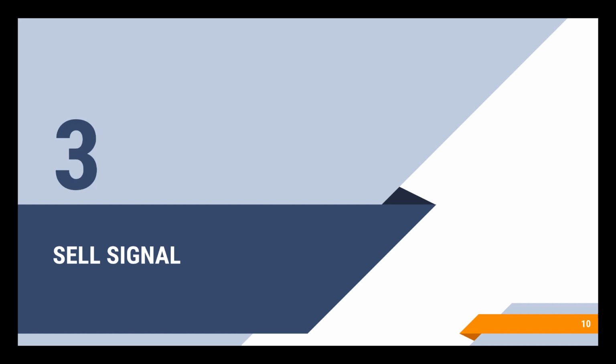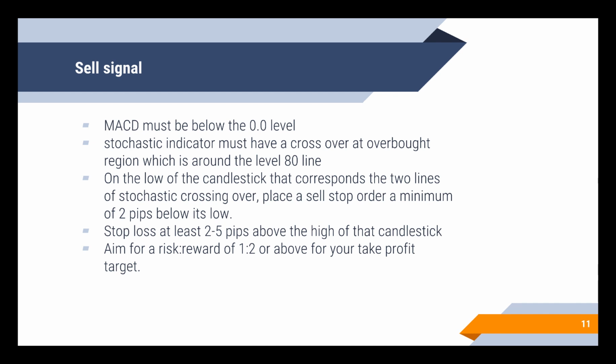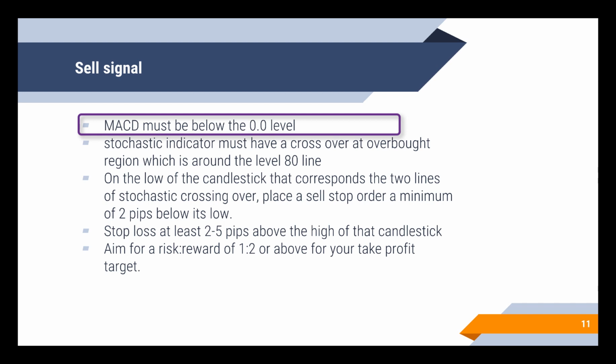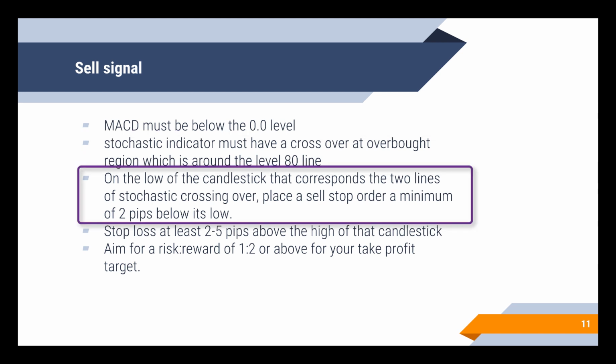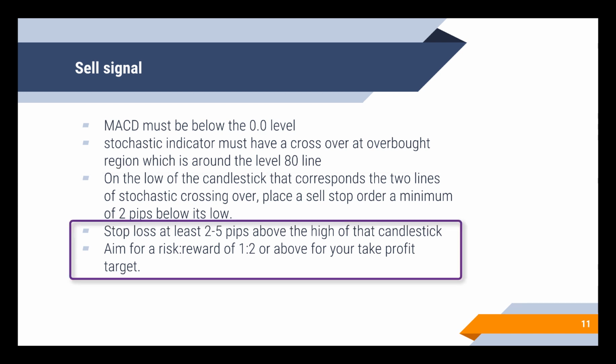Now let's talk about the selling rules. The selling rules are the same as the buying rules, but on the opposite side. MACD must be below the zero line level. This indicates a downtrend. The stochastic indicator must have a crossover in the overbought region, which is around the level 80. On the low of the candlestick that corresponds to the two lines of the stochastic crossing over, place a sell order, or you can enter by market.